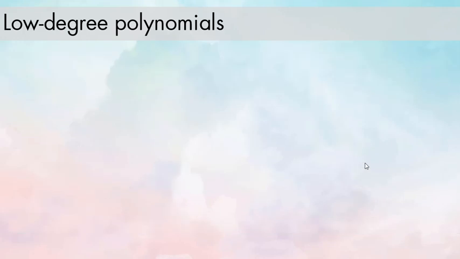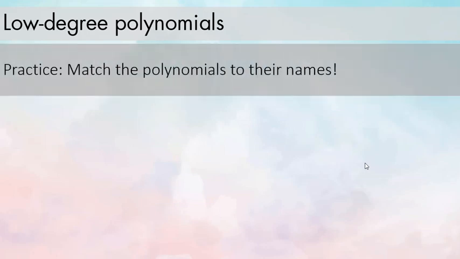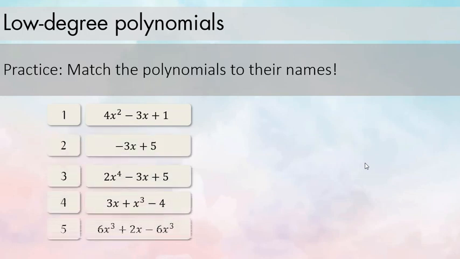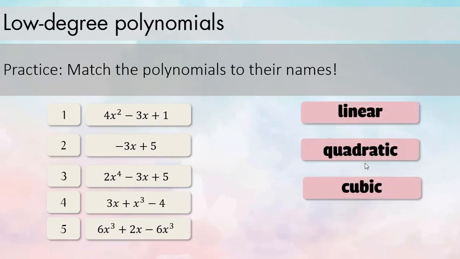Now let's try this activity to test whether you can remember it. Match the polynomials to their names. Here I have 5 polynomials and 4 corresponding types. Again, pause this video maybe for a minute or two and give yourself a try. Have you got the answer? Okay, let's see whether your answers are correct.